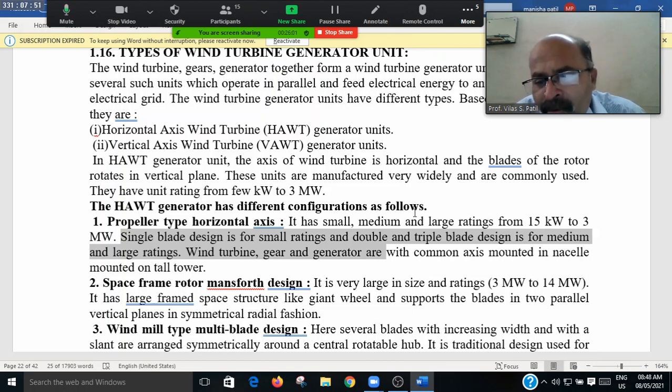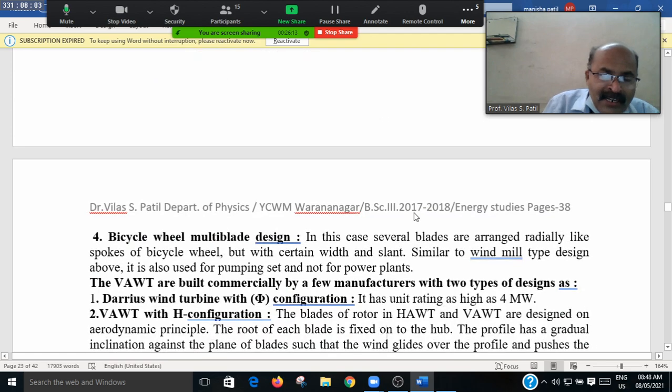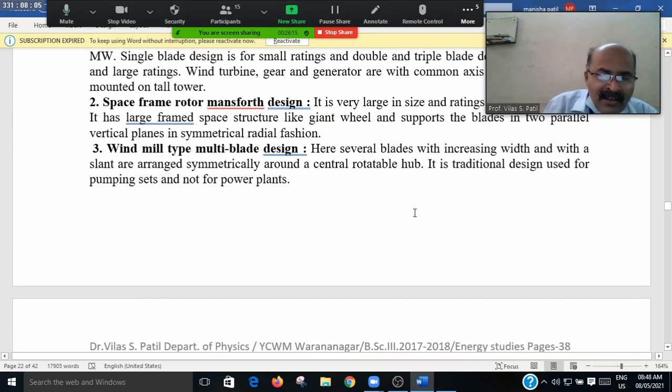It will range from 3 megawatt to 14 megawatt. That will be the large energy wind propeller to be used, and their structures are different.